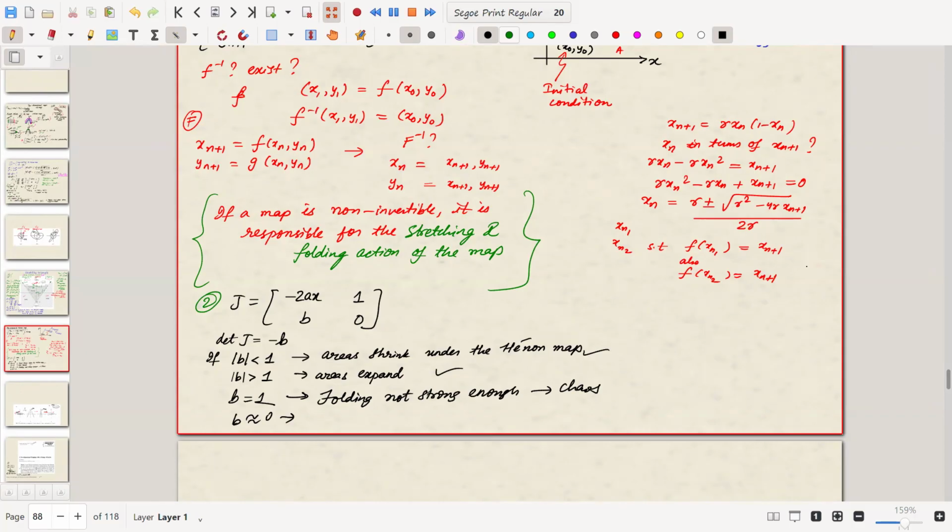I suggest you can try some experiments with this. B is very small, close to 0. Try to plot the Henon map. You will see something known as strong folding and squashing. In the region mod B less than 1, but if B is very tiny, close to 0, then there will be an extremely high level of folding.